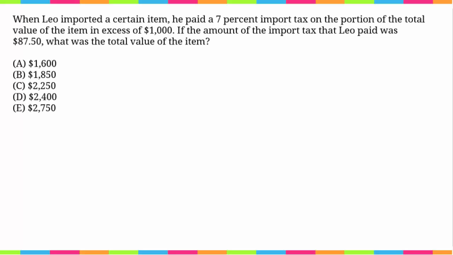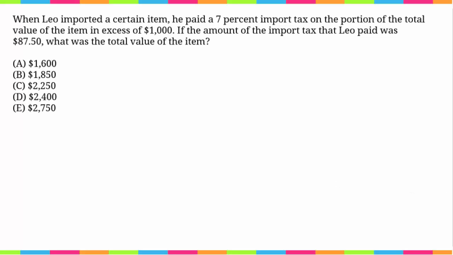Okay, so the most difficult part of this problem, in my opinion, is just how to set up this algebraic equation correctly, which is often the case. However, what's a little bit confusing here is that he only paid a tax on part of the total cost of the item. He didn't pay tax on the entire value or the entire cost. He only paid it on the excess amount, or the amount that was in excess of $1,000.